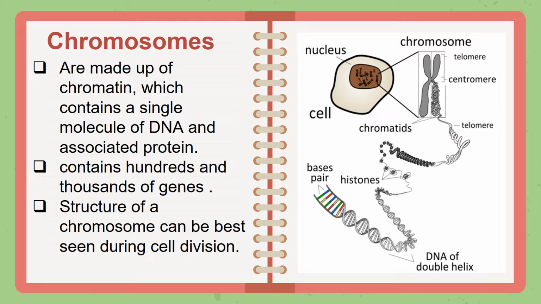Chromosomes are made up of chromatin, which contains a single molecule of DNA and associated proteins. Each chromosome contains hundreds and thousands of genes that can precisely code for several proteins in the cell. The structure of a chromosome can be best seen during the cell division.